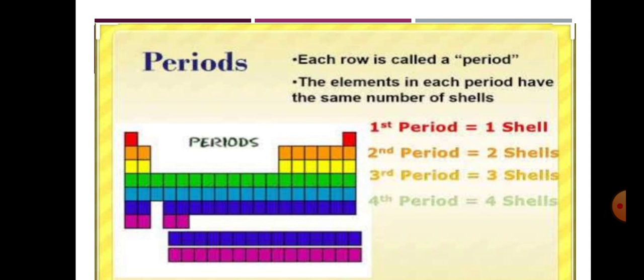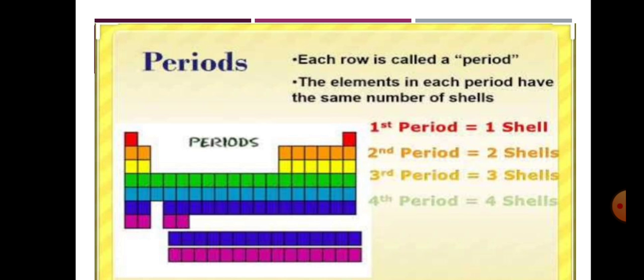Like you can see on your screen, the horizontal rows are known as periods. Each row is called a period. The elements present in each period have the same number of shells. The first period consists of one shell, the first shell, the K shell. The second period consists of elements having two shells, the third period has three shells, and in the fourth period all the elements have four shells.